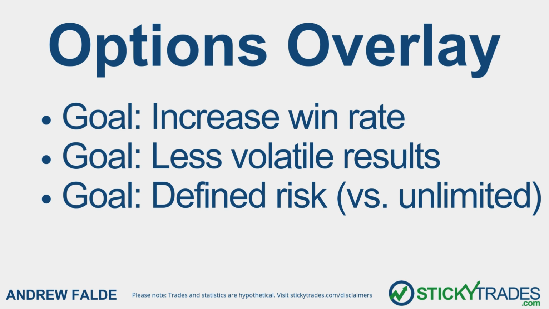So with an options overlay, the goal is to increase win rate, and also to make the returns less volatile by adding an income stream and reducing tail risk. Small break-even trades can become winners, and that creates smoother results. And further, in my opinion most importantly, you're able to define your risk in the trades versus the unlimited risk that comes with naked short selling a stock, which could gap significantly above you.